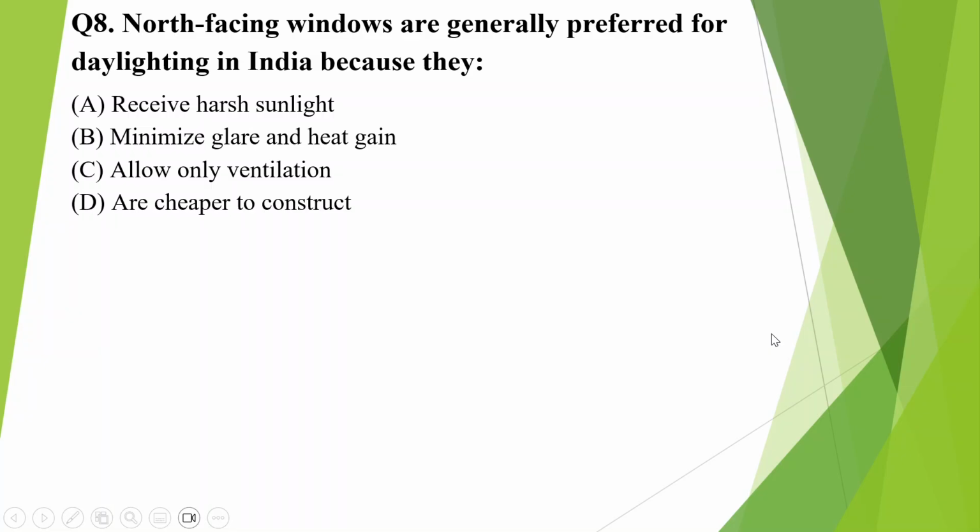Horizontal overhangs can help in blocking the high angle sun, especially from the south, and overall they will help you reduce the solar gain or the glare.